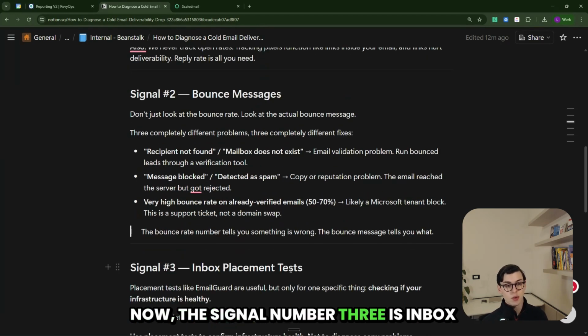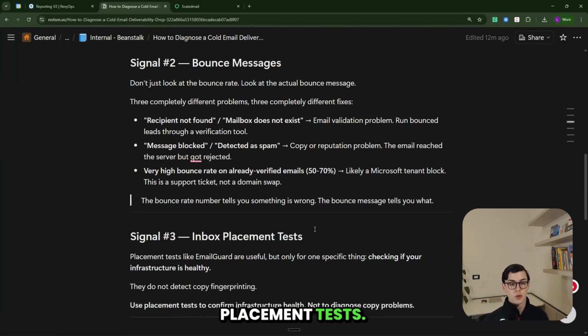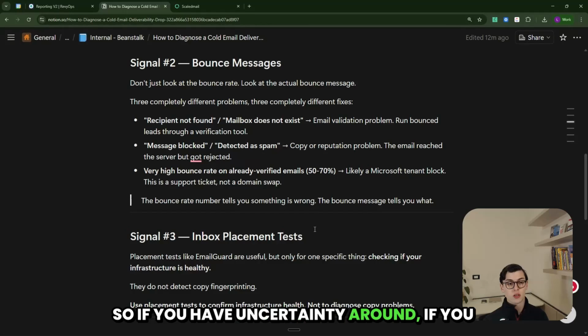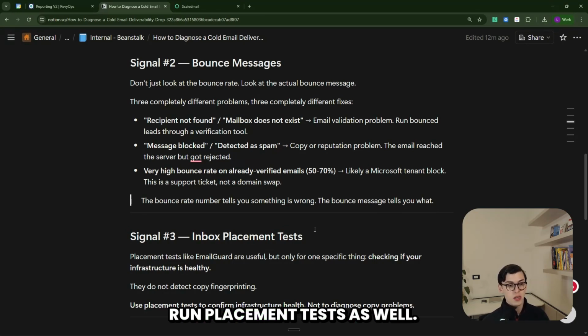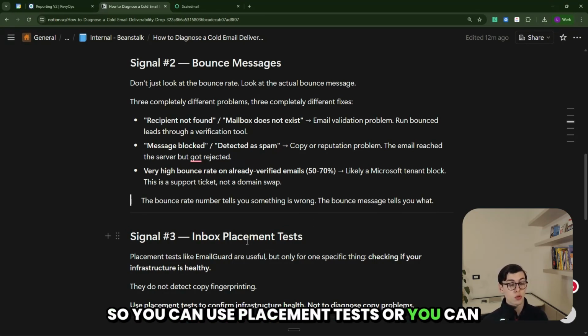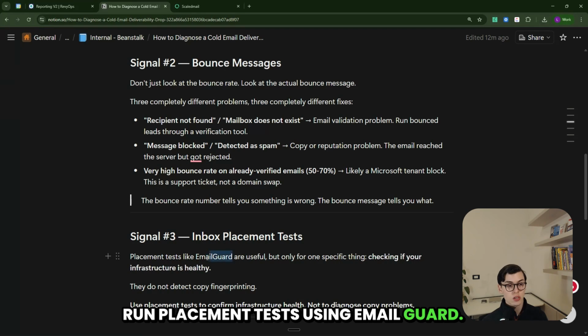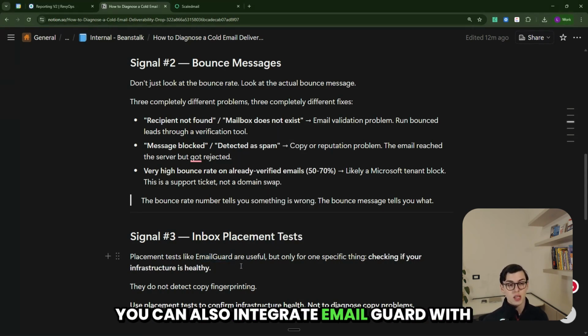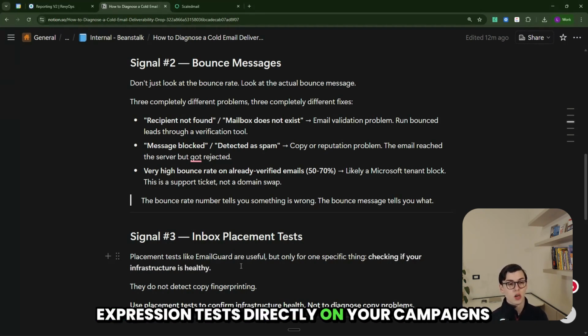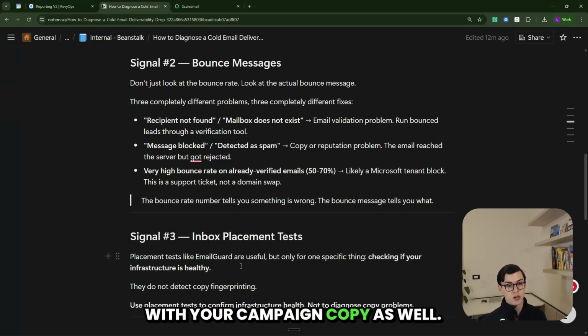Now, signal number 3 is inbox placement tests, right? If you have uncertainty about whether you're getting deliverability problems or not, you want to run placement tests as well. You can run placement tests using EmailGuard. If you're using Email Bison as the sequencer, you can also integrate EmailGuard with Email Bison, and run your email placement tests directly on your campaigns with your campaign copy as well.